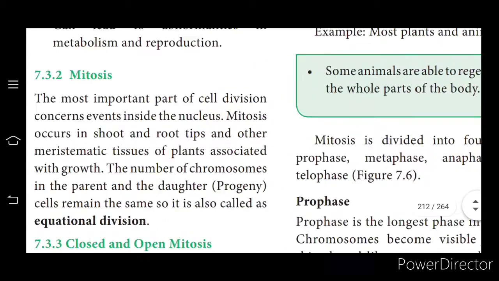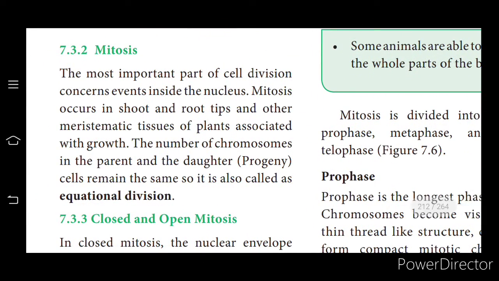So, coming to mitosis. Mitosis proceeds in the following steps. Here we have 2 types of mitosis, the closed type and the open type.